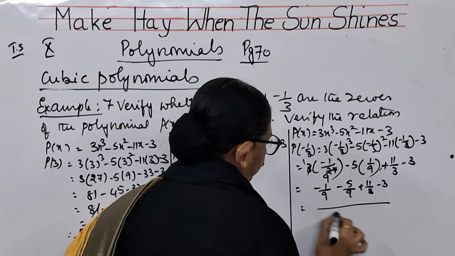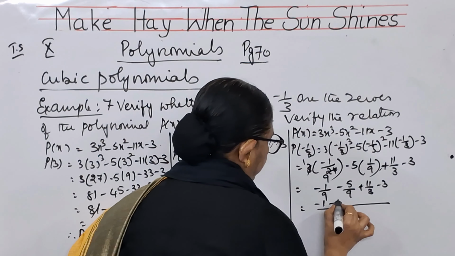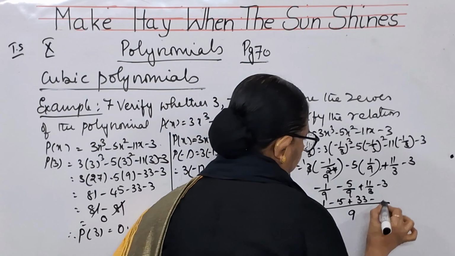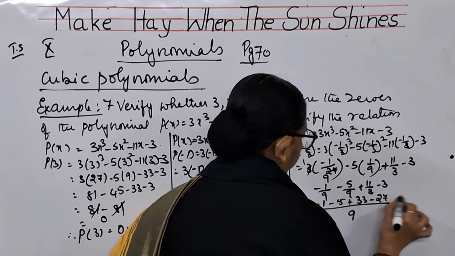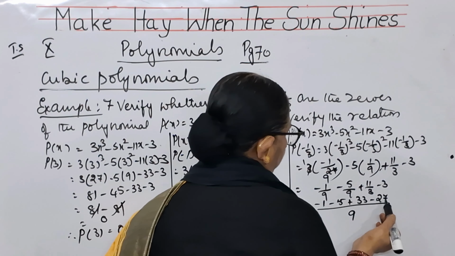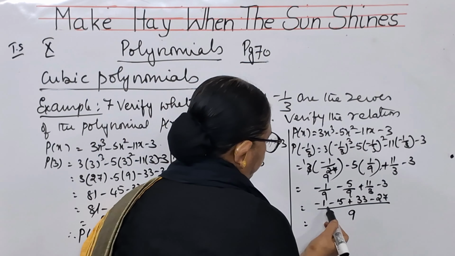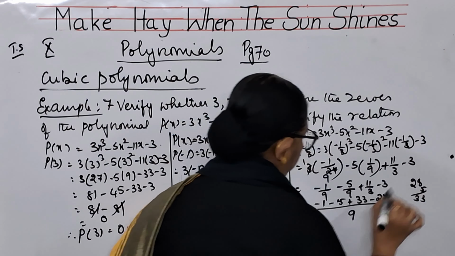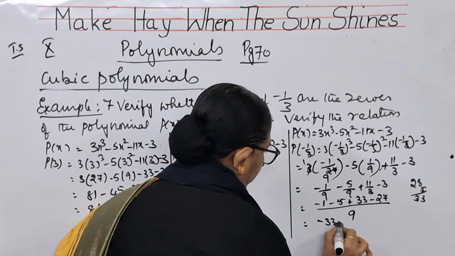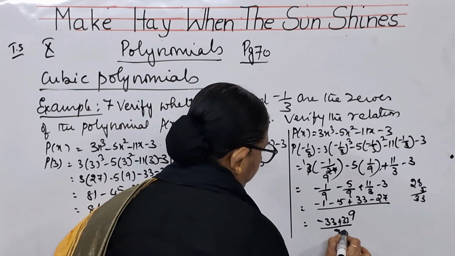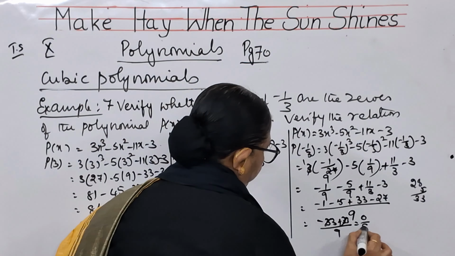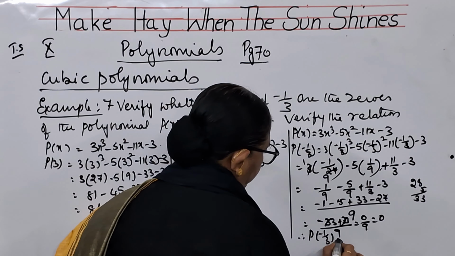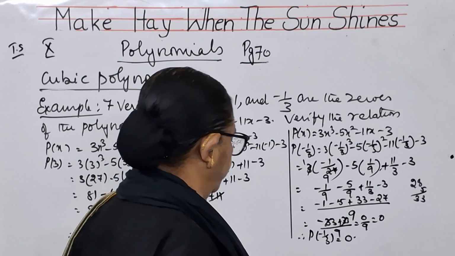So take LCM, children. 9 minus 1 minus 5 plus 3 3s are 9, 3 11s are 33 minus 27. So how much are you getting? All minuses: 27 and 1 is 28, 28 and 5 is 33. So minus 33 plus 33 by 9. These two will get cancelled. 0 by 9, 0. Therefore, P of minus 1 by 3 is equal to 0.